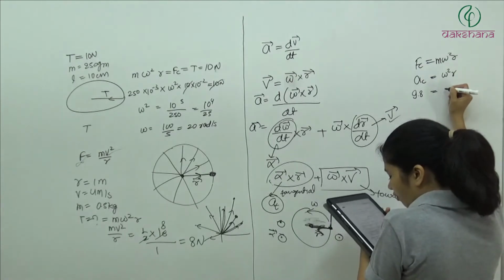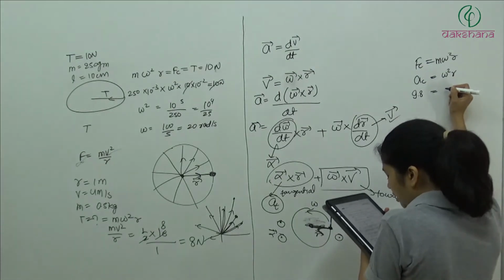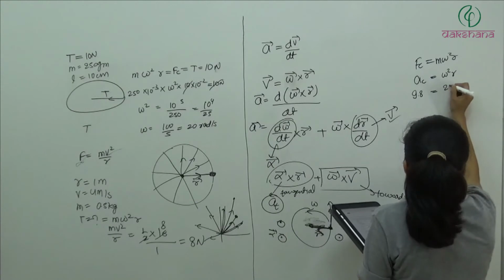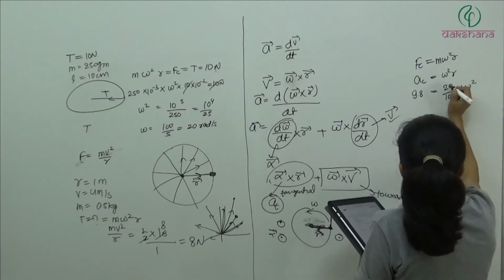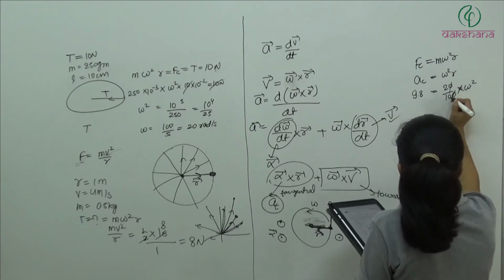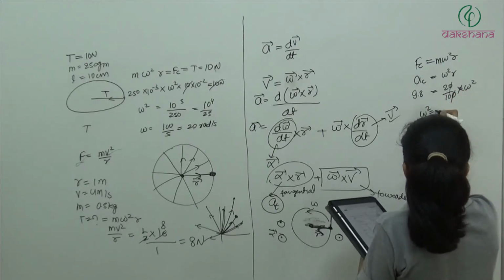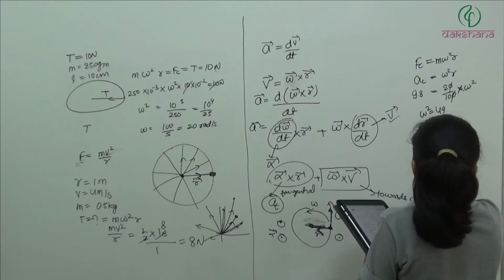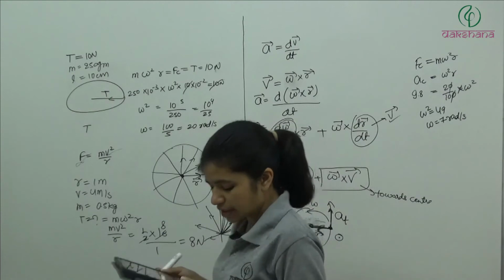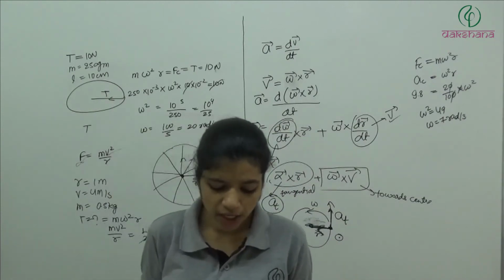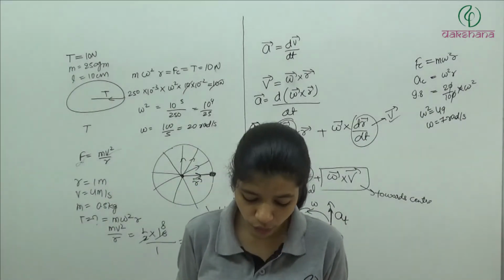Omega square, we will have to find out. r is given as 20 centimeter, into omega square. So from here we will have omega square equal to 49 and omega equal to 7 radians per second. Clear? 7 radians per second.